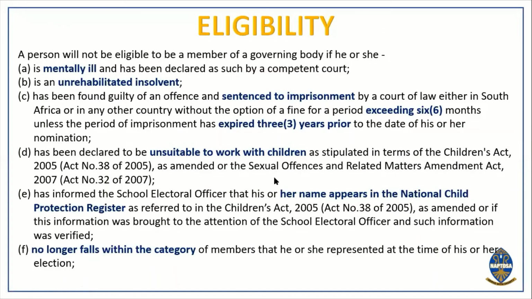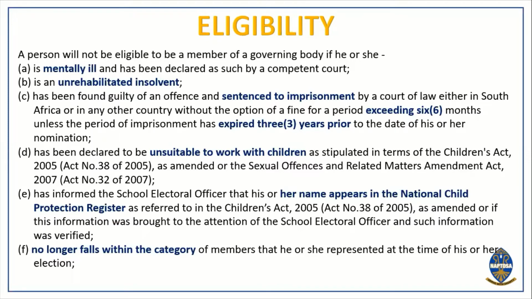If we look at eligibility, so yes, you've got parents, we say parents, if they meet the definition of a parent. However, there are additional criteria for eligibility of a governing body. So although you may fit one of the definitions of those that may be elected, if one of these criteria excludes you, you then cannot be elected to the governing body. First of all, if you are mentally ill and have been declared as such by a competent court, if you are an unrehabilitated insolvent, and that is because, remember, part of the governing body duties is the finances and making decisions and having a FinCom. And you don't want someone who's an insolvent, who can't manage your finances as part of your governing body.